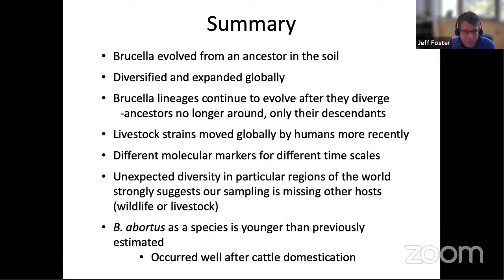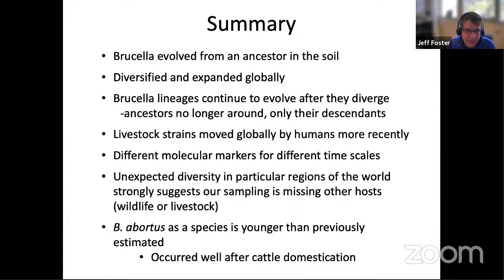And so Brucella lineages, I'll just remind you that they continue to evolve after they diverge. So a point I'd really like to make, and others have made it as well, is that our ancestors are no longer amongst us, at least not in a metaphysical sense, but in a real sense, right?